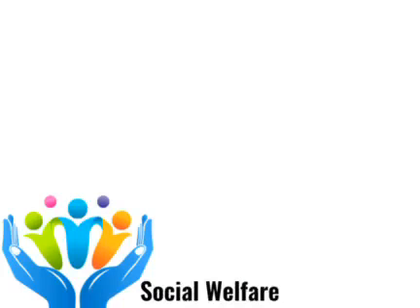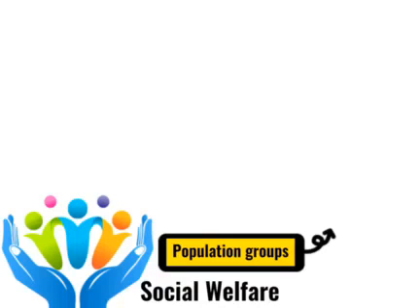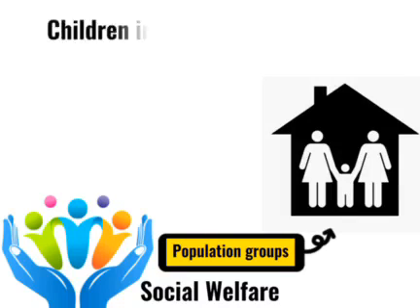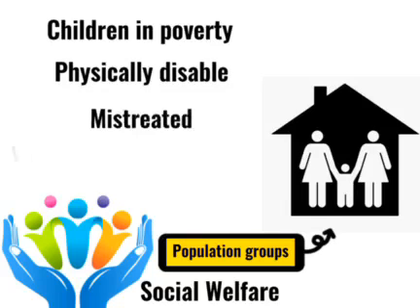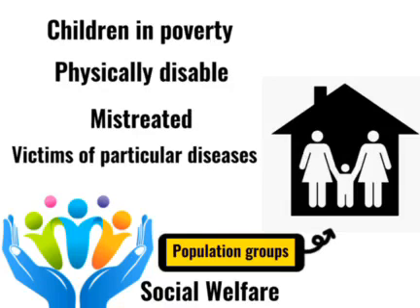Social welfare policies are generally targeted to specific population groups such as families in substandard housing, children in poverty, physically disabled, mistreated, and victims of particular diseases.